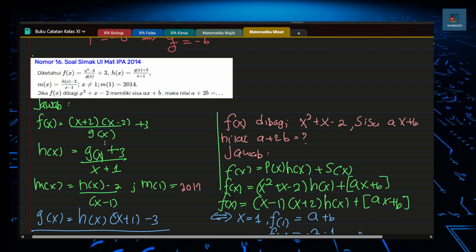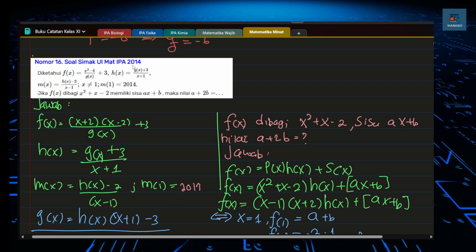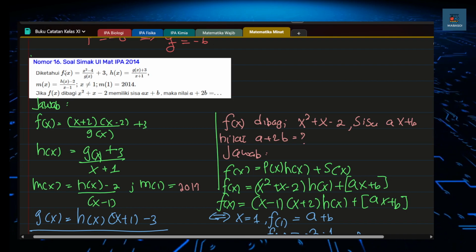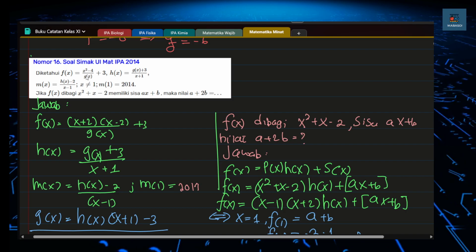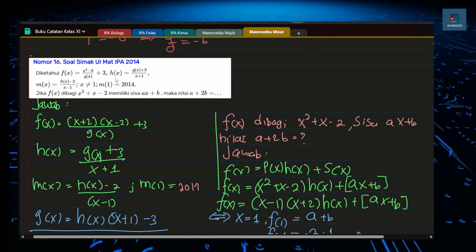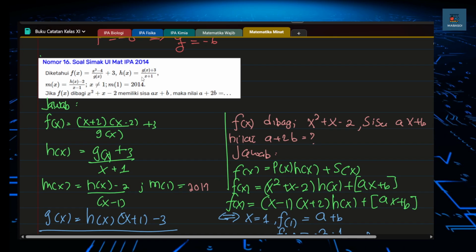Okay, let's get ahead to the question. This is 2014 SIMAK UI, the college entrance exam. We know a polynomial f(x) is equal to (x squared minus 4) divided by (g(x) plus 3). And then we have another polynomial h(x) equal to (g(x) plus 3) divided by (x plus 1).